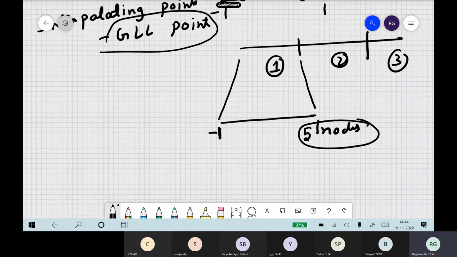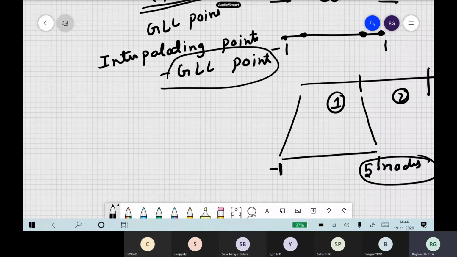So your node location is already fixed. Your nodal points and the points where you are going to do the integration are exactly the same.